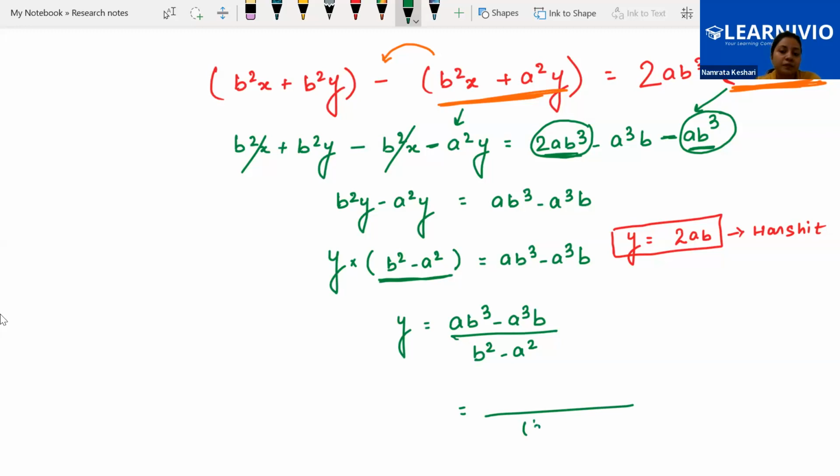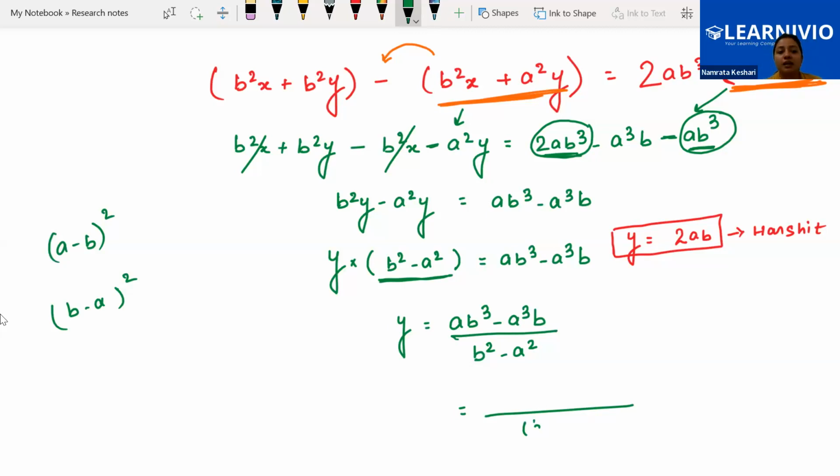B minus a. B minus a. Okay, because a minus b and b minus a is different. When we are talking about the square, it's the same, but separately a minus b and b minus a is different. If I am not making sense, let me clear it.